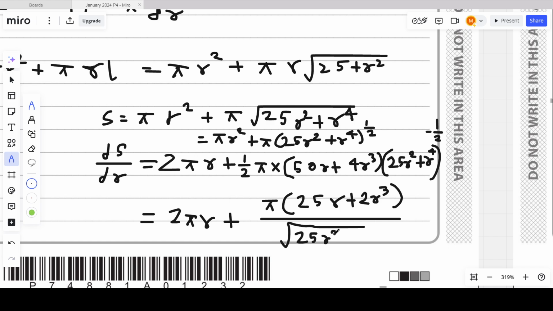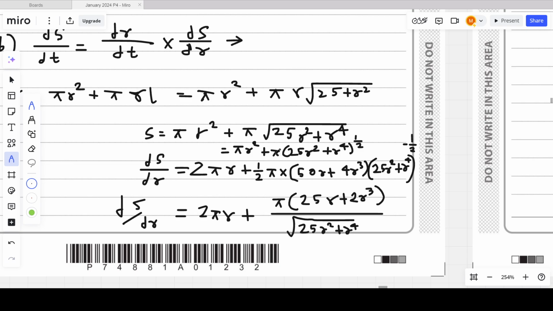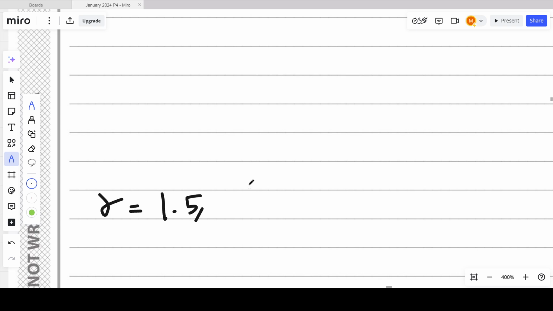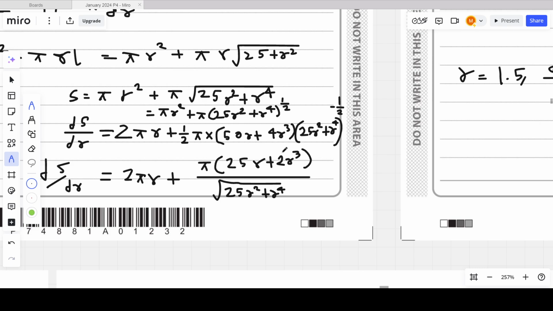We are right at the end. So now our work is just to put the value of r. The value of r is 1.5. So let's put r equals 1.5 there. Then what will you get? ds over dr. So that would be this value. Use your calculator to find out the value. At first let us find the value for the fraction. 25 times 1.5 plus 2 times 1.5 cube.